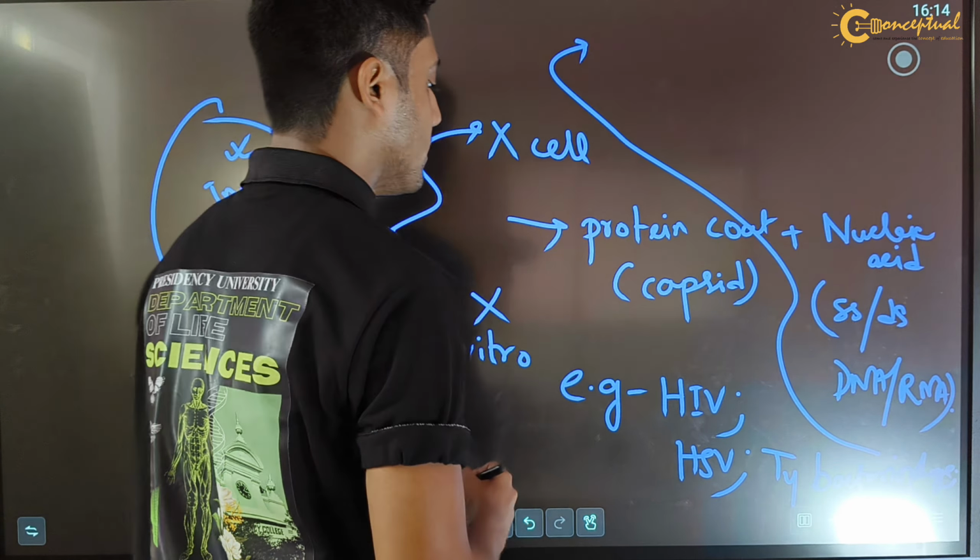How does a tobacco mosaic virus look like? It will look something like this, where it would be its nucleic acid and this will be the protein coat or the capsid, whereas the single units which comprise the whole capsid are known as capsomeres.